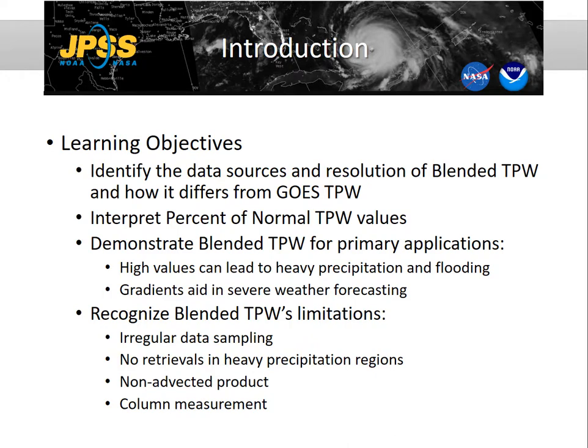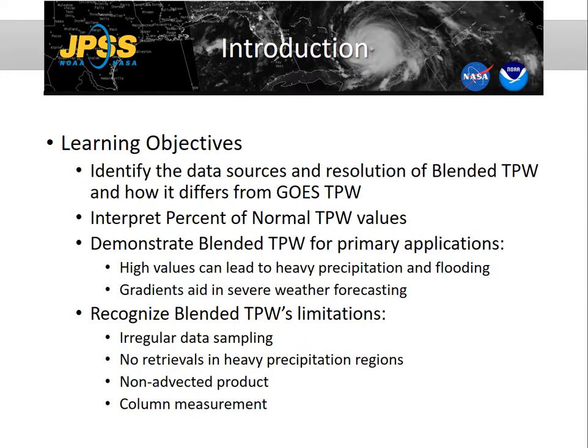Interpret and understand the value of its counterpart, the percent of normal TPW product. Demonstrate blended TPW's primary applications that include identification of atmospheric rivers that can lead to heavy precipitation and flooding, and discern moisture gradients that aid in severe weather forecasting.